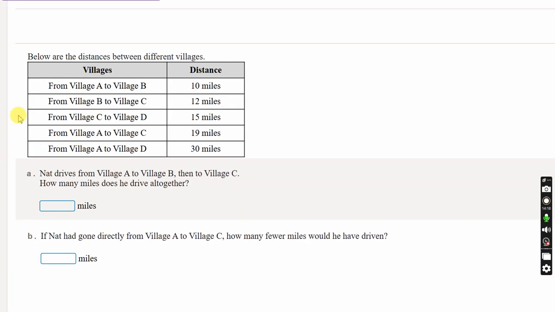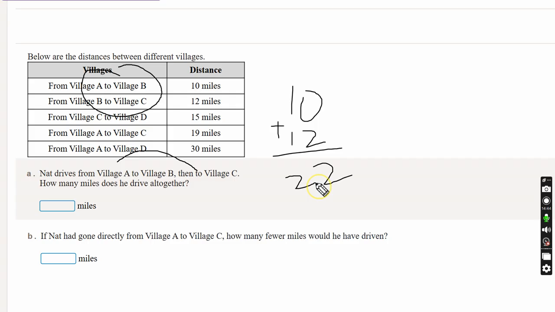Here, Nat drives from village A to village B. So that is village A to village B, 10 miles. And then from village B, he went to village C. Remember, they did not say that he went from village A to village C. He went from village A to village B and then to village C. So what will we do? We'll follow this pattern, these two. So village A to village B was 10, and then village B to village C was 12. So we add them together and we get 22.